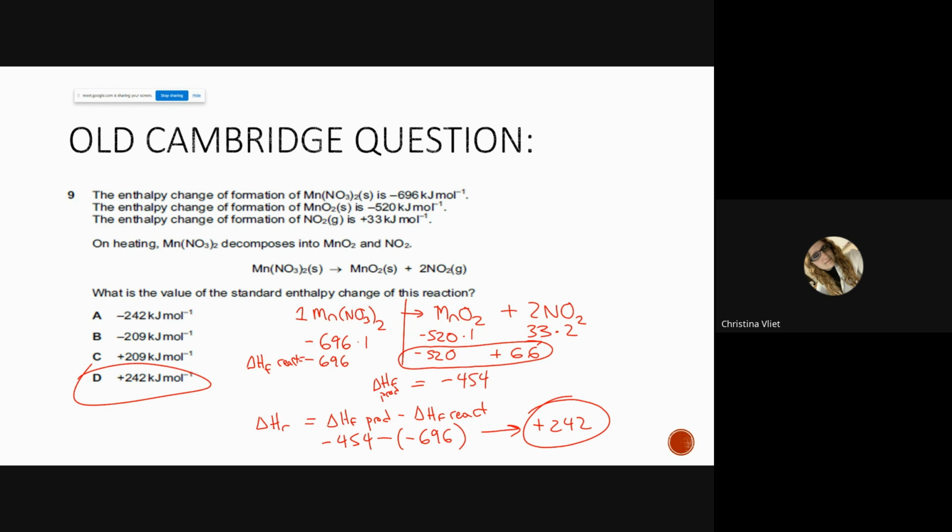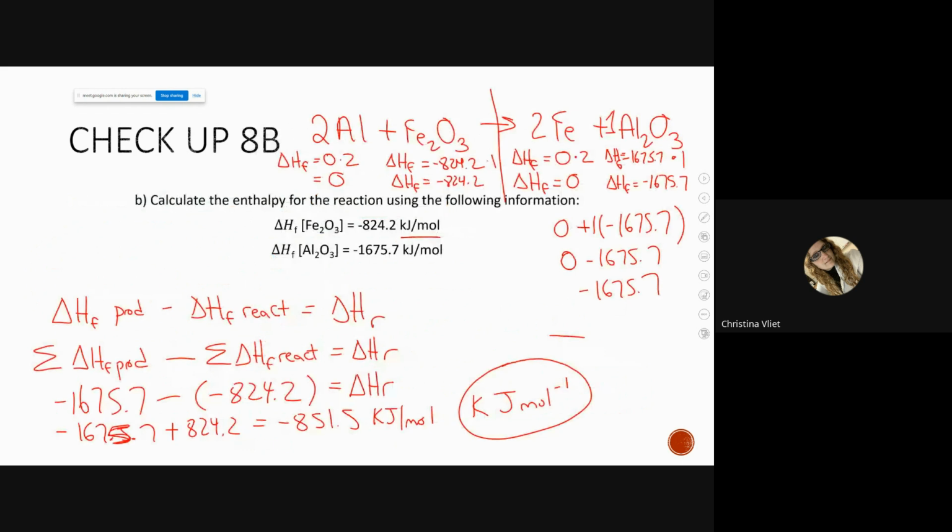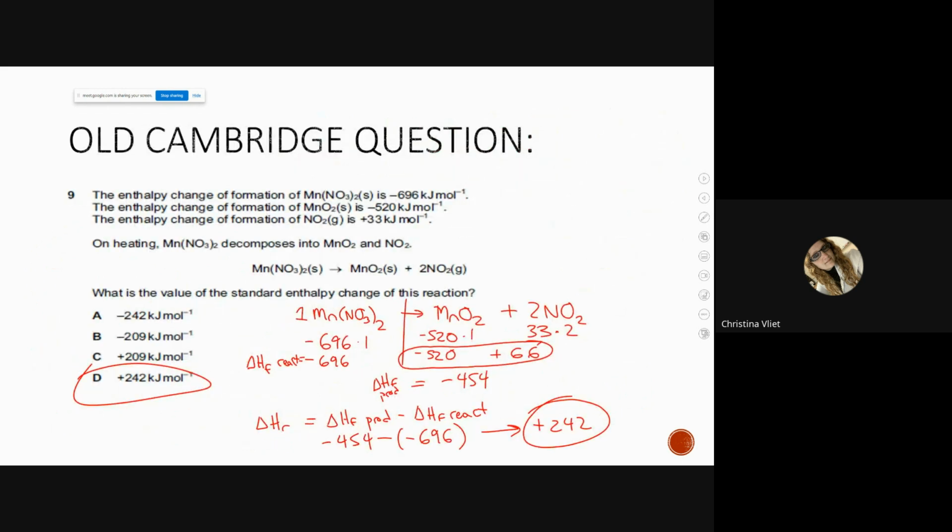Always products first, reactants second. Products minus reactants. Where does that actually derive from? This is officially Hess's law here. So it actually comes from the energy cycle. Yes, you're next.